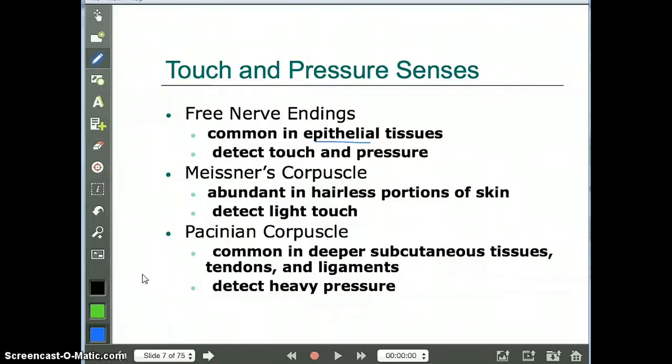The second one down is the Meissner's corpuscle. This is abundant in hairless regions. Think of the bottom of your feet. Okay, look at the underside of your wrist, your palm area. Light pressure, you can sense that. Any sorts of pressure you have, Meissner's corpuscles are going to be around those areas where there's a lot of hairless regions. Now, heavy pressure, really pressing down on something, is going to be detected by the use of the Pacinian corpuscle, which is going to undergo that heavy pressure. Understand that, and that's going to be in deeper tissue.